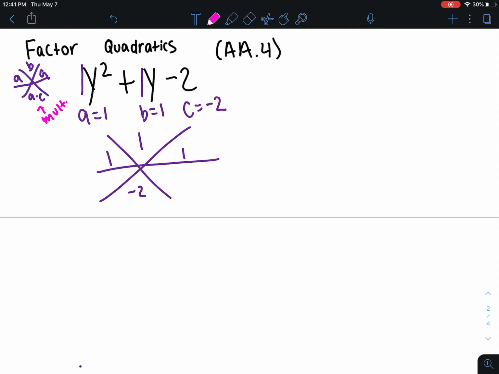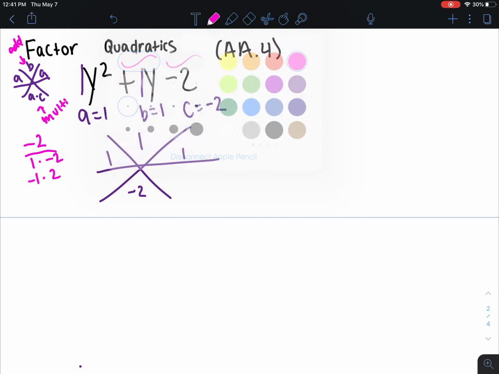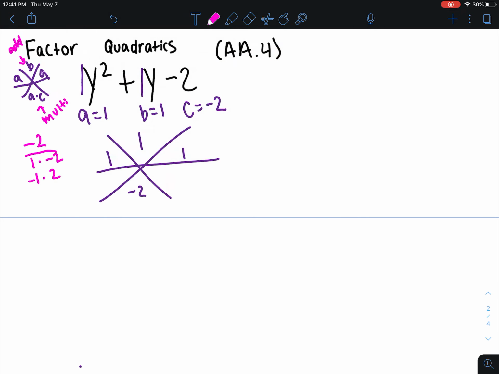So think of the two numbers that multiply to the bottom number and add to the top number. So I always focus on the bottom number first. Write out all the numbers that multiply to negative 2. 1 times negative 2 and negative 1 times positive 2 also equals negative 2. Alright, now go through all of them and see which one is going to add up to 1.